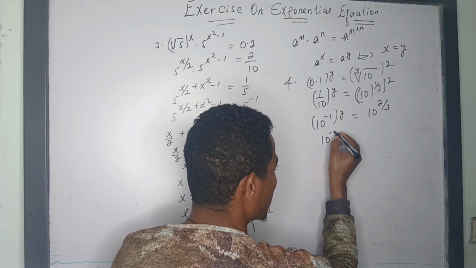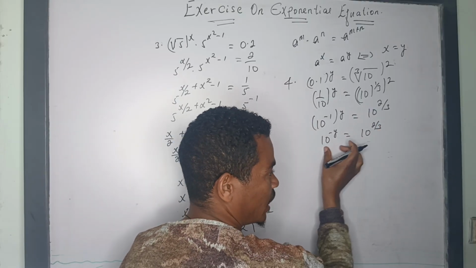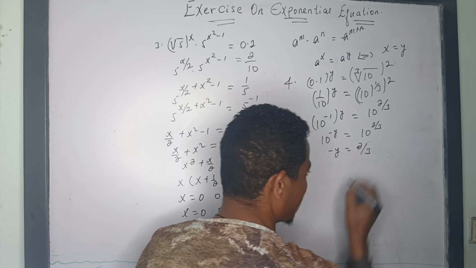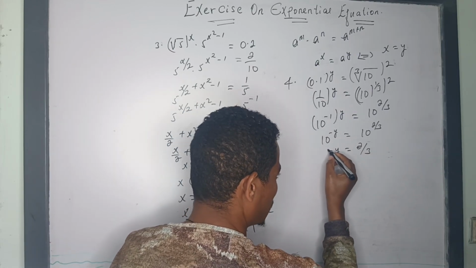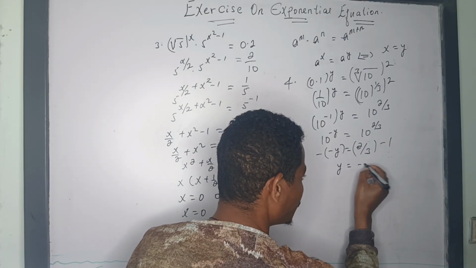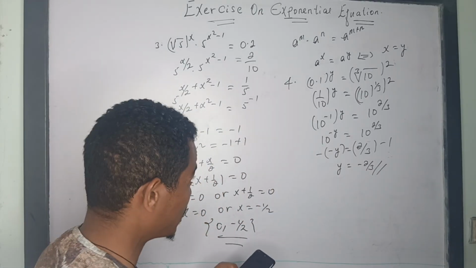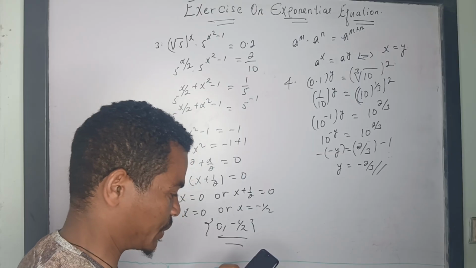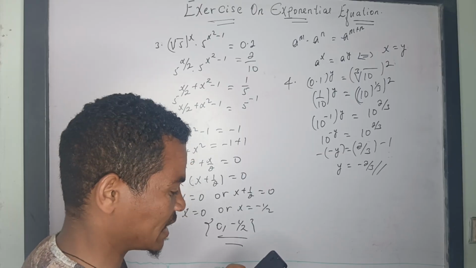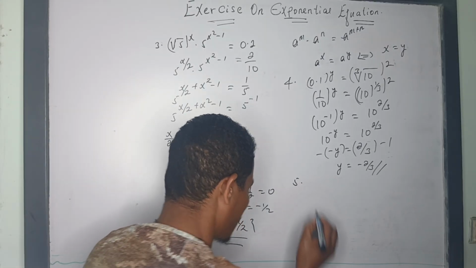So 10 to the power of minus y is equal to 10 to the power of 2 over 3. So 10 equals 10, so minus y is equal to 2 over 3. So both sides multiplied by minus 1, so y is equal to minus 2 over 3. Okay, question number 4 is minus 2 over 3. The options are a, minus 3 over 2; b, 2 over 3; c, minus 2 over 3; d, 1 over 3. So the answer is c, which is minus 2 over 3.